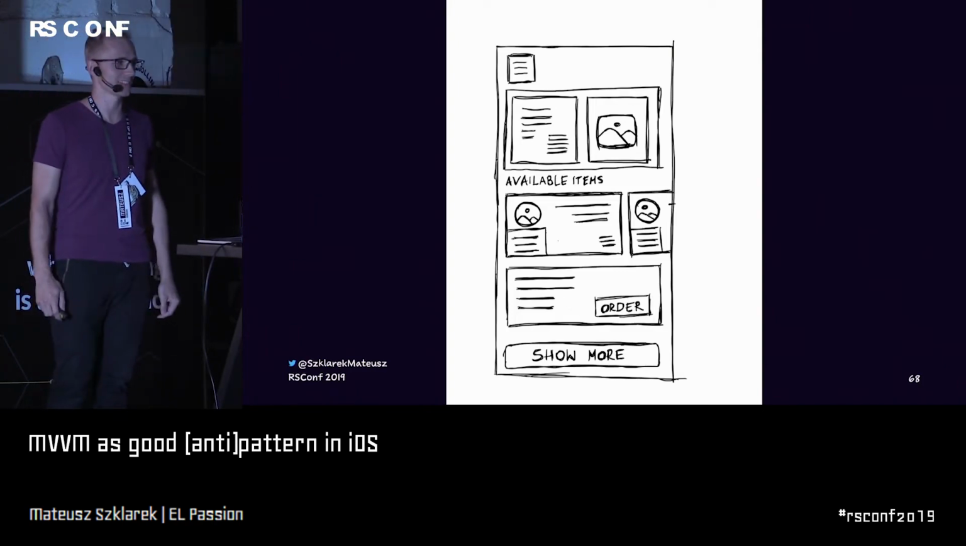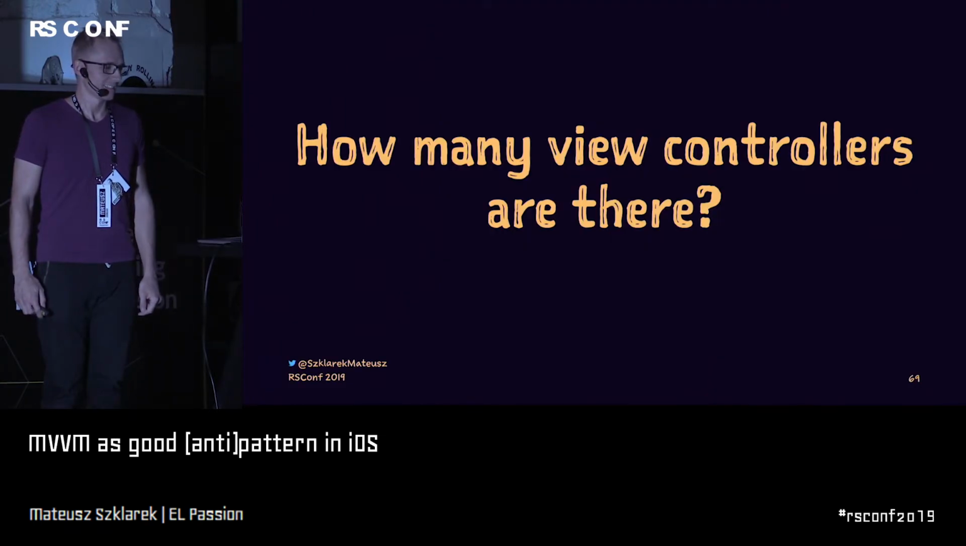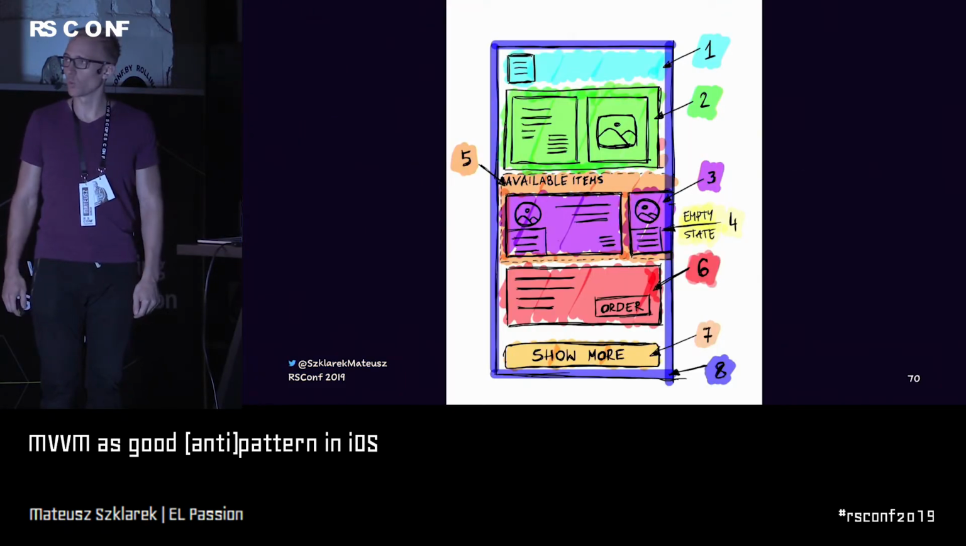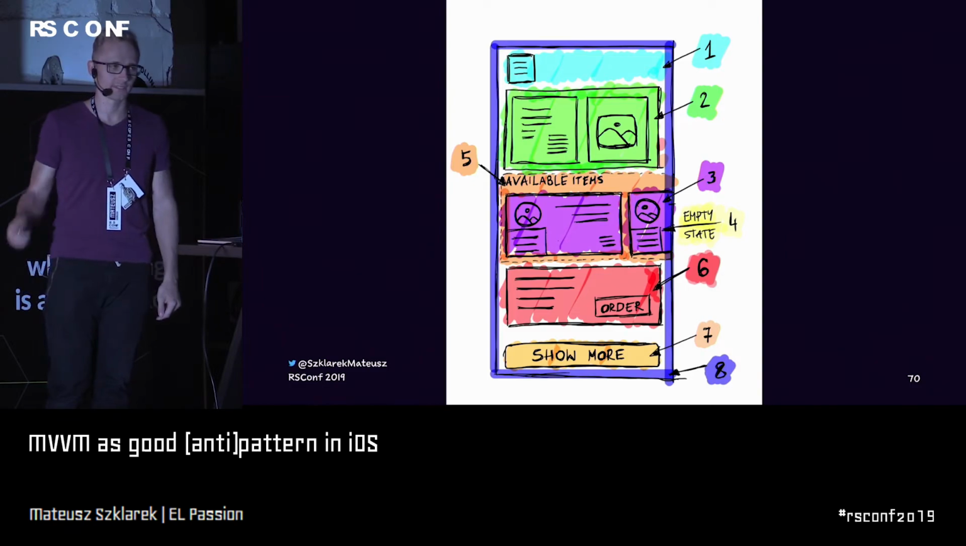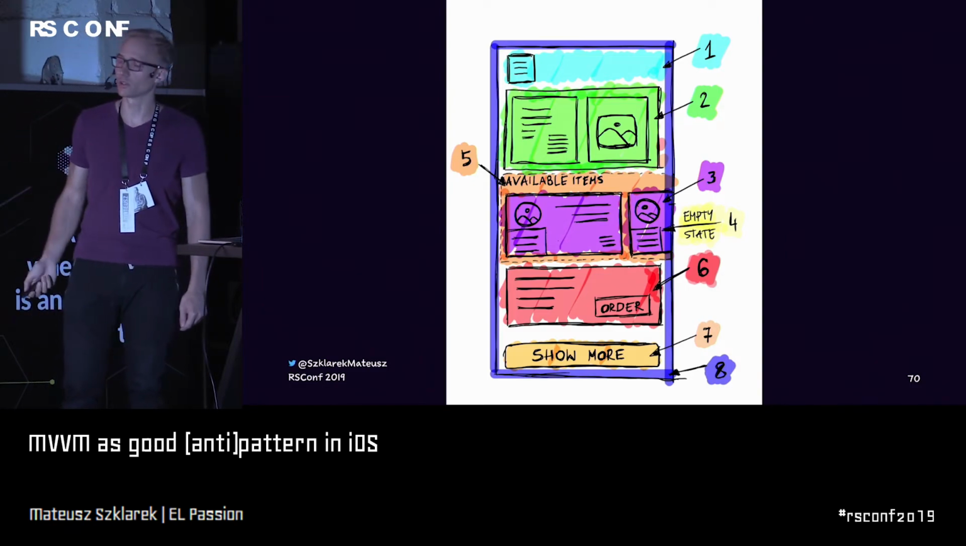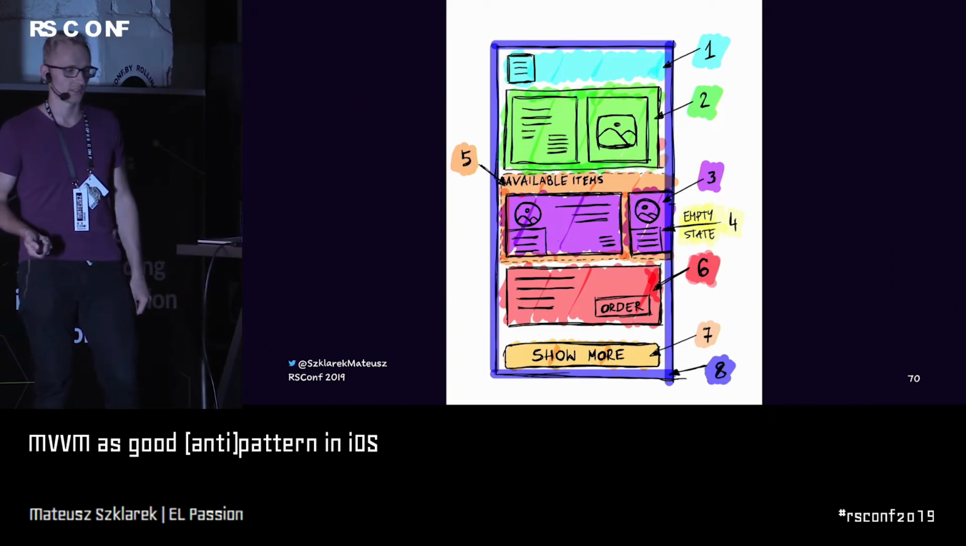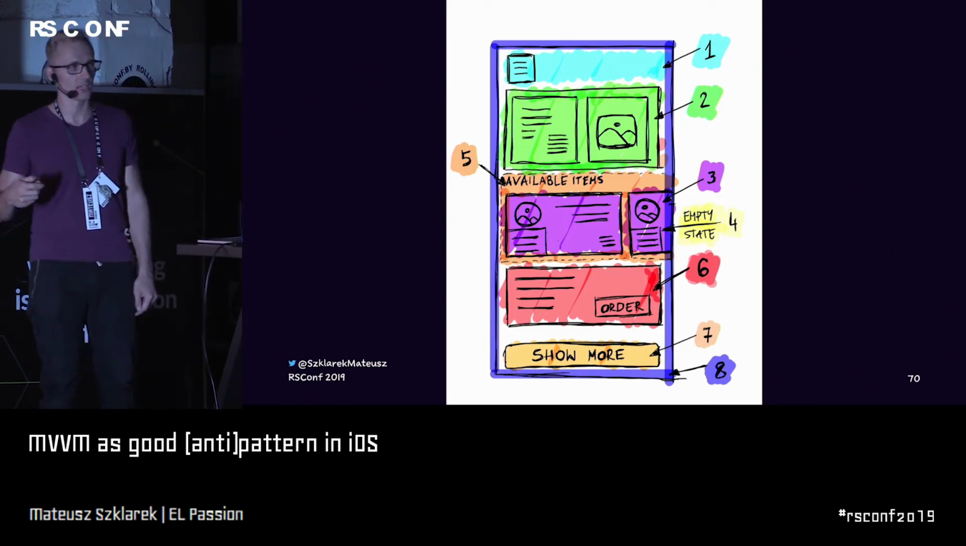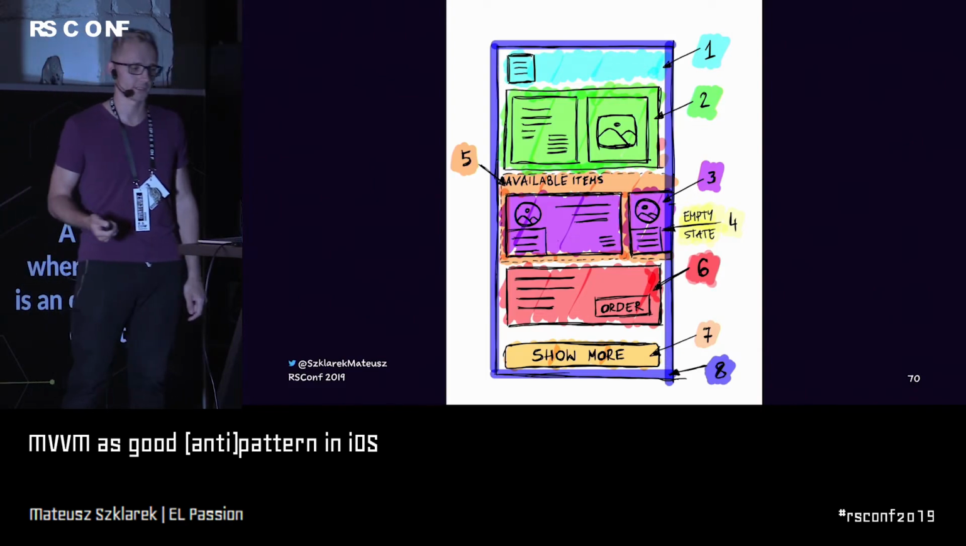Yeah, 8 is a good answer. Because there is one parent which contains 5 children, and one of them, this fifth one, contains another 2 children. So together we have 7 child controllers and 1 parent.